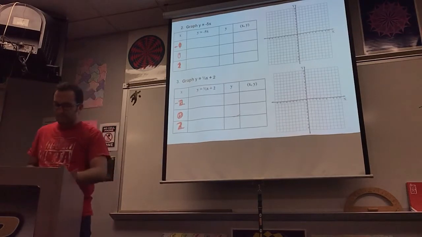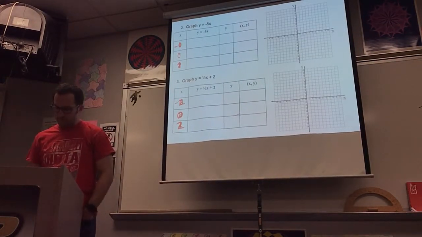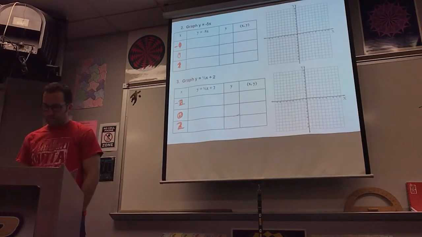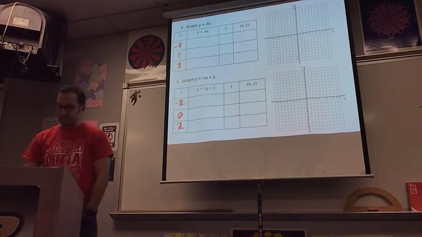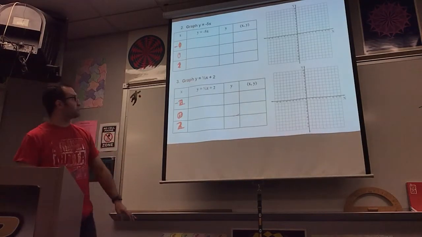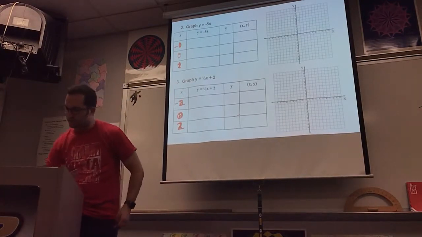Okay, so let's have some volunteers. We're going to skip one of them. Which one do you want to skip? Let's just do number 2. That's the first time we've seen a negative coefficient. Kobe, let's do the first one for us.